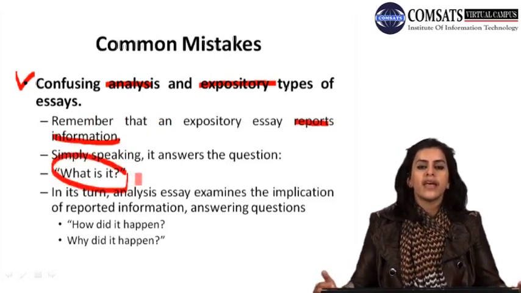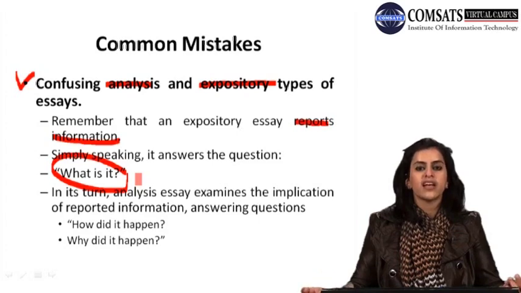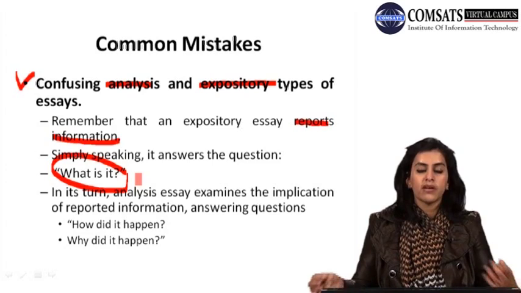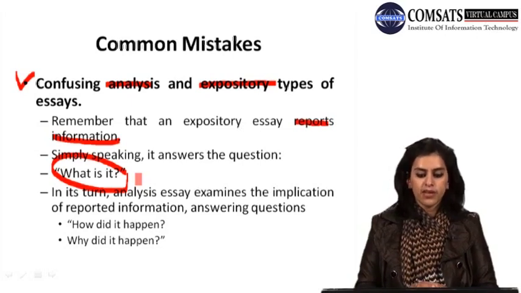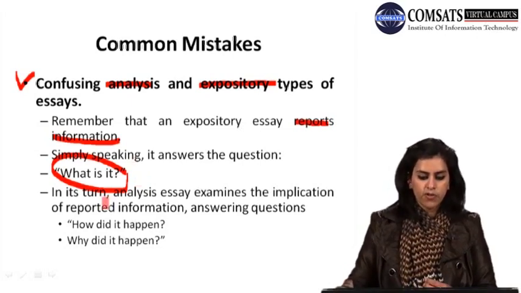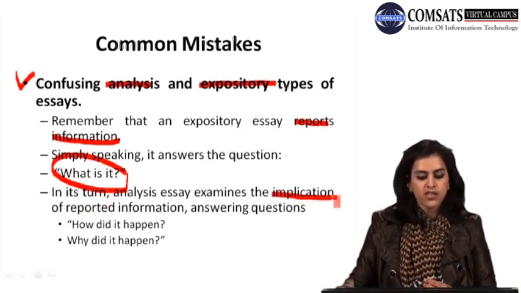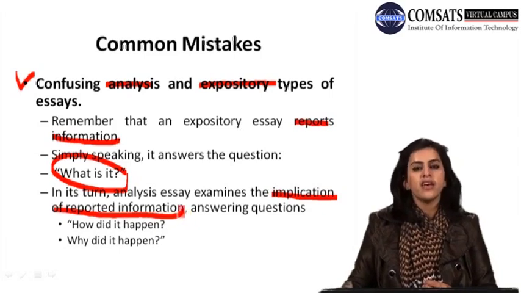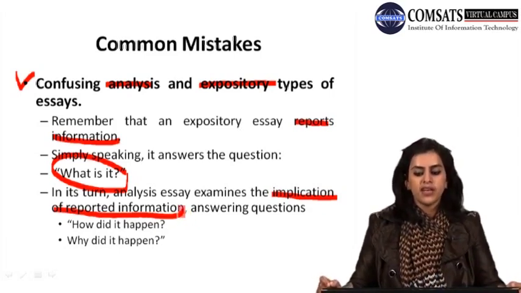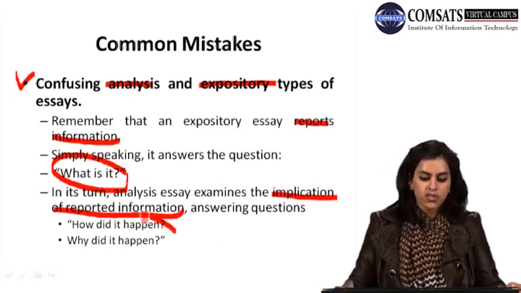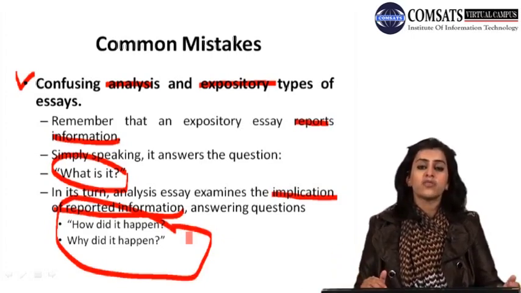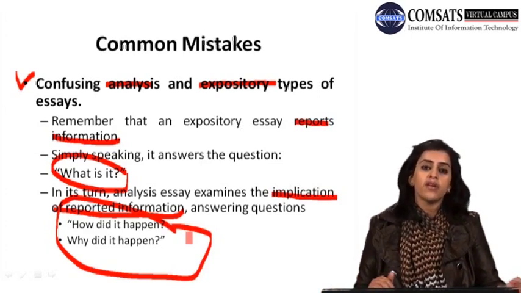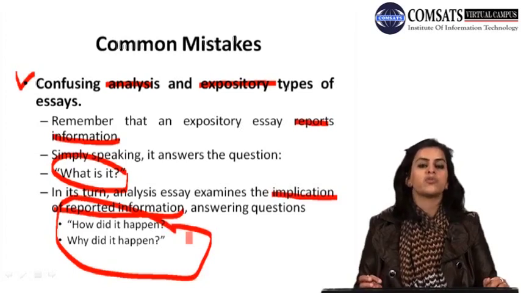So it reports about any argument or any information that is the target of analysis, or how you expose that thing. On the other hand, the analysis essay examines the implication of reported information. As in the expository essay you have only reported the information, in the analysis essay you try to see the implications of that reported information by answering the questions: how did it happen and why did it happen? So what happened was the reported information, and how and why it happened are the implications of the reported information being offered or exposed in your expository essay.